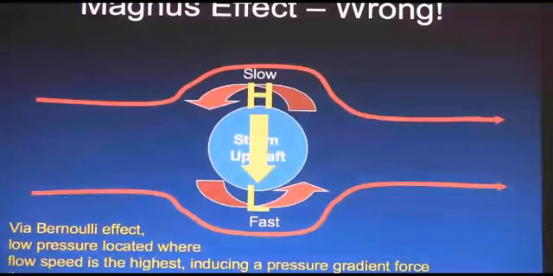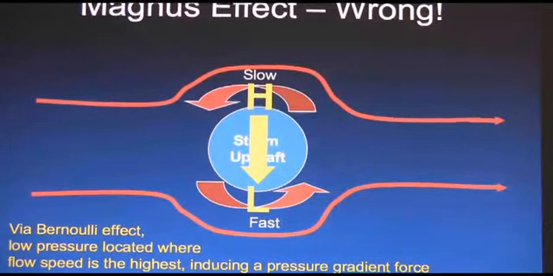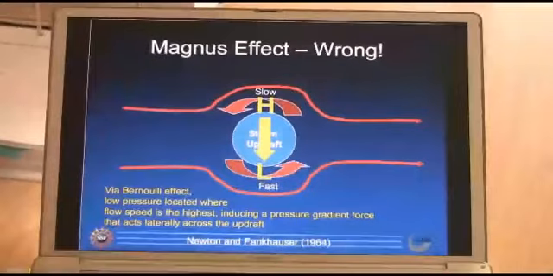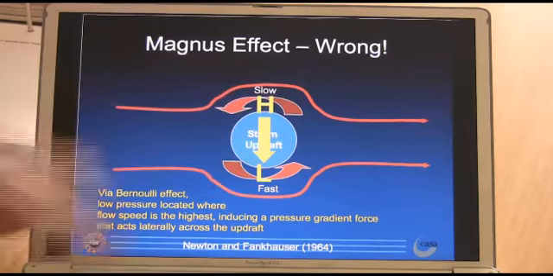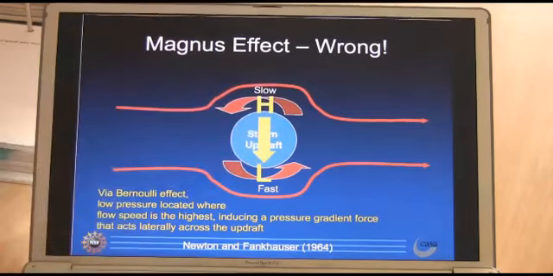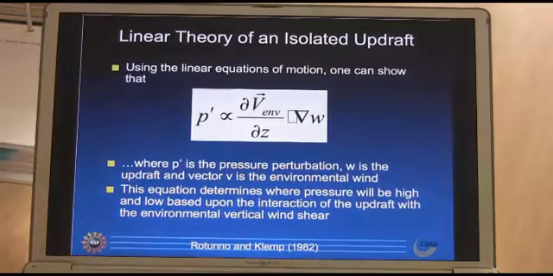That theory, too, was also proven to not be the case. Kind of an interesting theory. It's how throwing a curveball works in baseball, and that is true in baseball. That's why it works. But in the case of storms, a storm is not a solid object like a baseball, so it doesn't work. Okay. So there is a theory of an isolated updraft, and we're going to use linear theory.